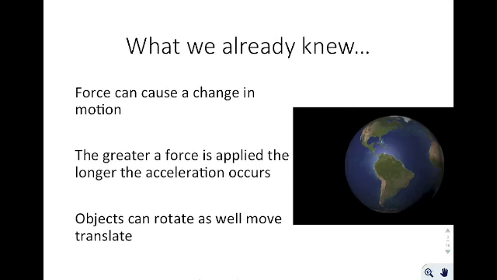So, what we already know. We already know that force can cause a change in motion for the object, generally shown as acceleration. We also know that the greater a force is applied, the longer the acceleration occurs, so generally speaking, the greater change in velocity. We also know that objects can rotate as well as translate. Remember, translational motion is where the object itself moves like this. Okay, so it's actually moving from right to left or left to right. Rotation is, it's kind of staying where it is in space, but it's spinning around in a circle.